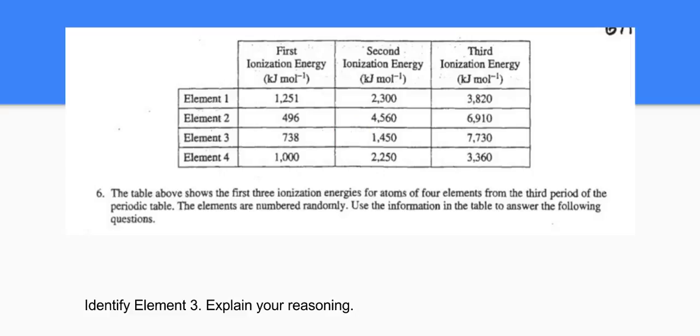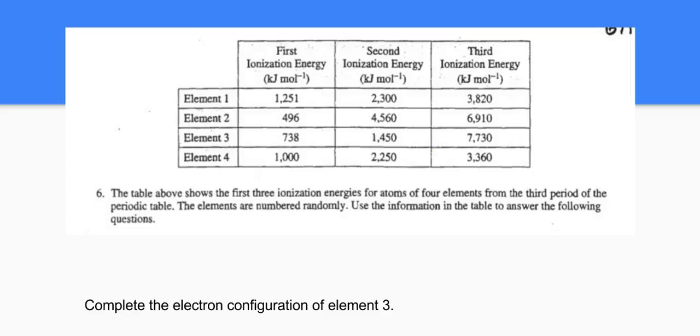This is identify element three. And then, as you can see in element three, these two are pretty close, and then this one's way off. And these two are the valence electrons, so they don't take as much energy to remove them as a third electron that's closer to the nucleus. So this is magnesium.